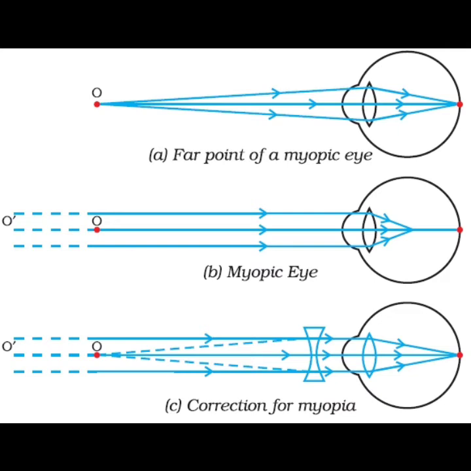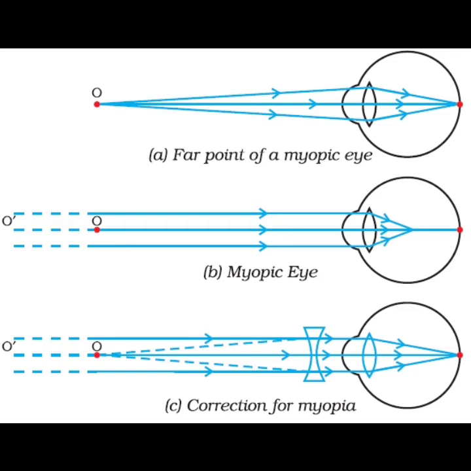A normal eye can see distant objects as well as nearby objects by focusing the image of distant objects as well as nearby objects on its retina by changing the thickness of its lens.